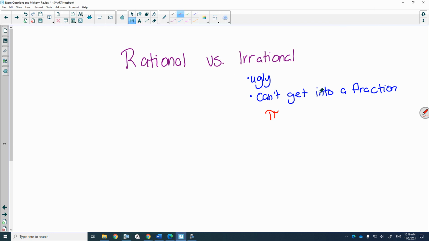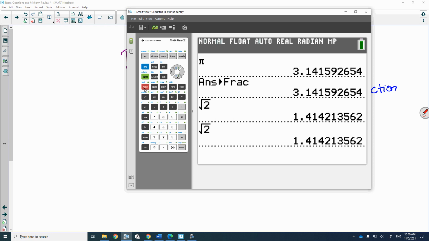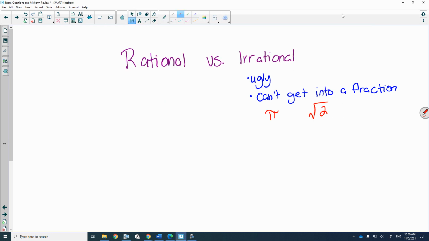The square root of 2, that's an irrational number because the square root of 2, again, if you typed that in and you tried to make that number into a fraction, it will not happen. The rational numbers are all fractions. If you can get a fraction, it's going to be rational.